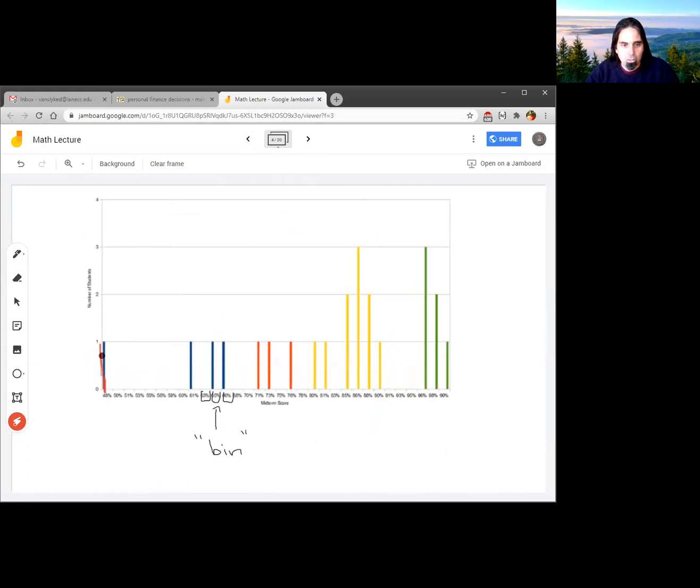One student did poorly at 48%. 3 students got in the 60s. 3 students got in the 70s. Once we got to the 80s, there were 2 in the low 80s. 2 of them got 85. 3 of them got 86, and so on. So it's important to realize that in a histogram, each little section is an actual thing we measured. Each little section is something we counted.